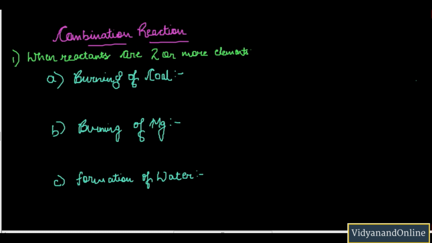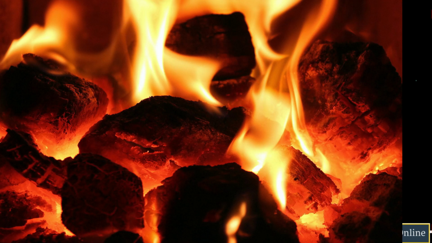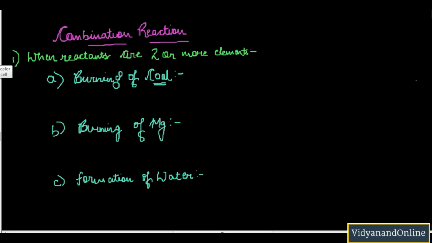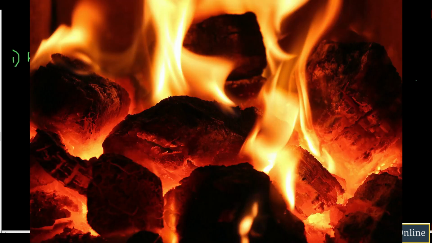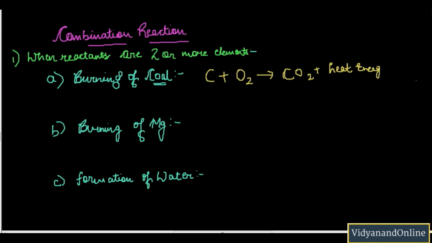Now first is when reactants are two or more elements. I told you that elements are basically made up of the same kind of atoms. Now first part, burning of coal. What is coal made up of? Coal is made up of carbon, and burning means it is reacting with oxygen. So we can say carbon reacts with oxygen and gives you carbon dioxide along with the liberation of a large amount of heat energy. Now we'll see if this equation is balanced. Carbon is one atom, oxygen is two atoms, so it is balanced.